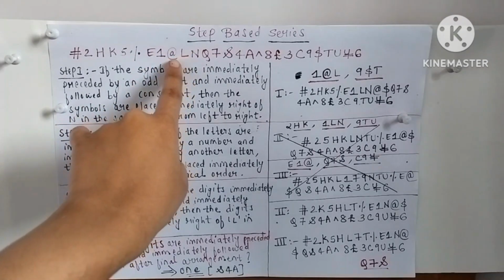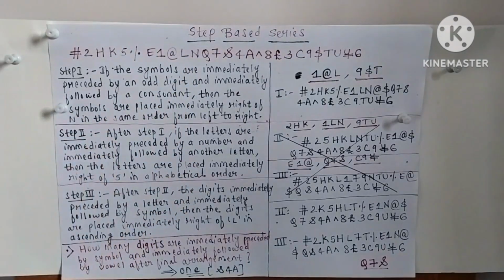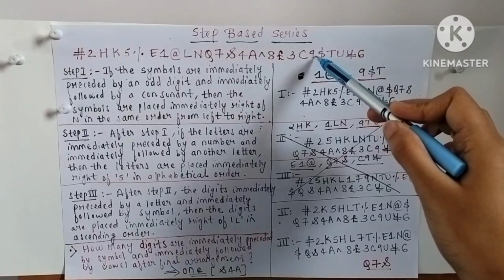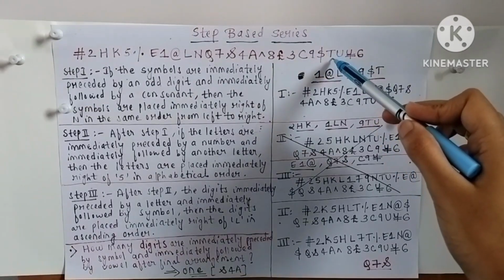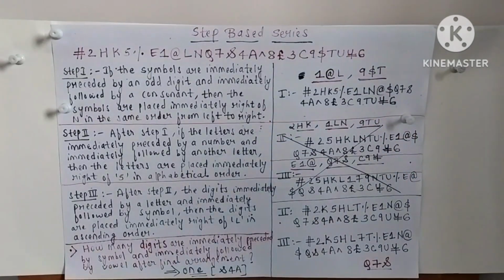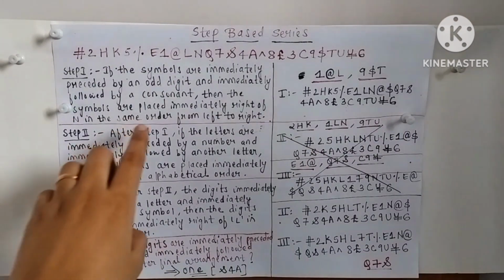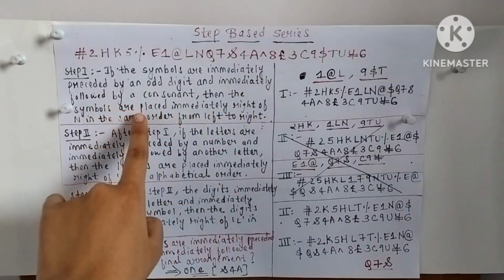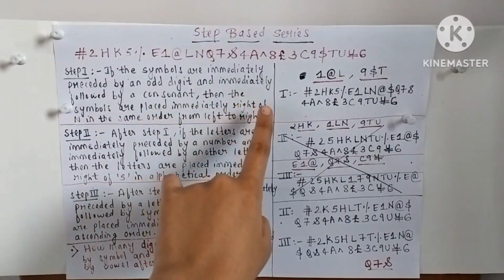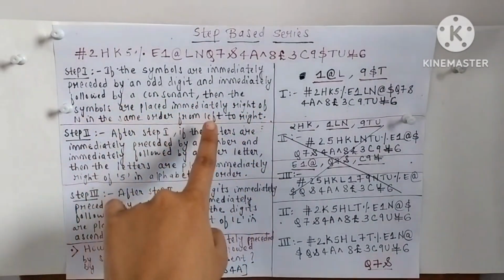So this is 1 at L. Similarly, you can see $9 T. So the symbol is preceded by an odd digit, and it is followed by a consonant. Okay, so these two you got. So first step you need to arrange like that. How to arrange? The symbols are placed immediately right of n in the same order from left to right.